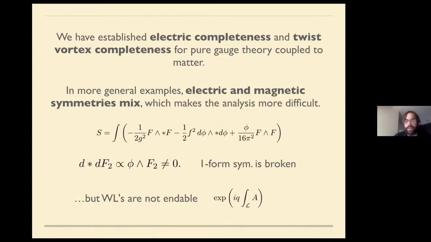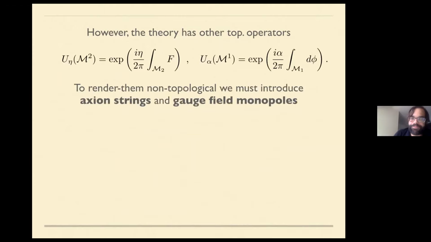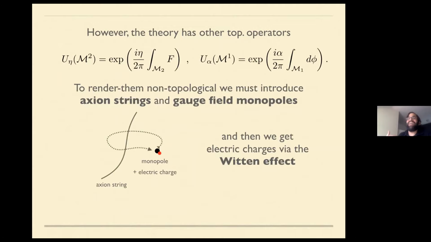But even in this case, where our proof doesn't apply, a version of the statement is still true. This theory has other operators. This is the topological operator that generates 't Hooft lines. And this is an operator that generates the three-form global symmetry for the axion strings coming from phi. They are genuinely topological in the theory that I described. So to render them non-topological, we must introduce axion strings and monopoles. And in this theory, once you have the axion strings and the monopoles, you also have electrically charged states. So the Wilson lines that couldn't end before now can end. This is something we get for free, thanks to the Witten effect.